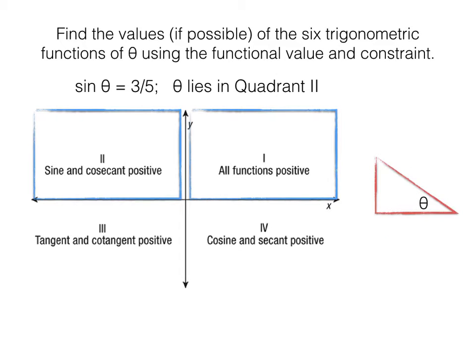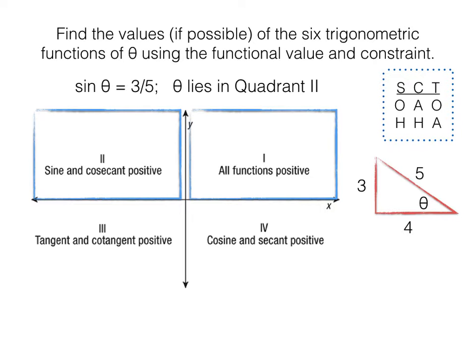So let's consider a right triangle. There's our theta. Remember, SOHCAHTOA is a nice way to remember the ratios of the trig functions. We're told the sine of theta is 3/5, so opposite over hypotenuse. This happens to be a 3, 4, 5 right triangle. How nice, so I can just know that the missing side length is 4. Otherwise, I could have used the Pythagorean theorem to get the missing side length.